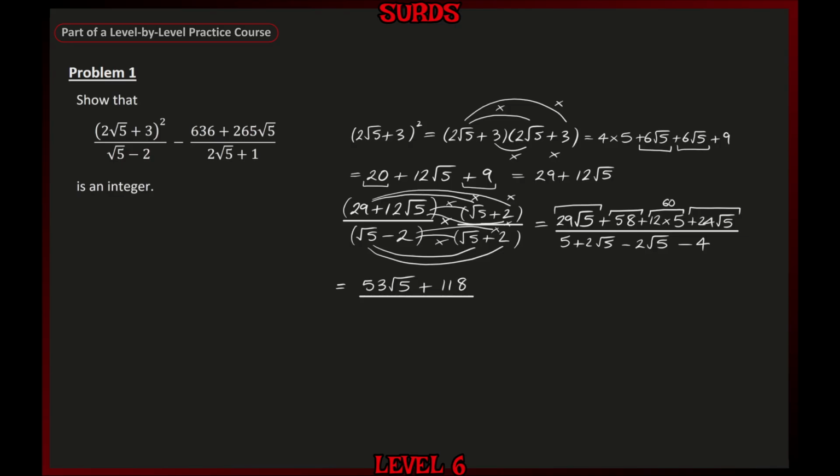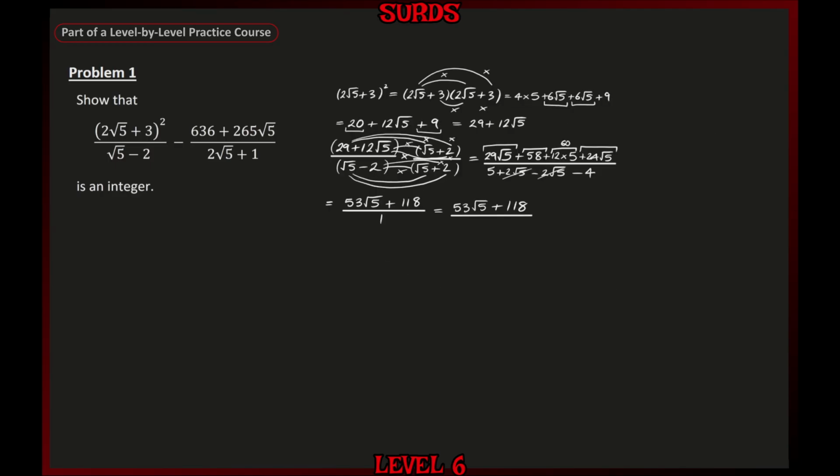On the denominator, as we expect when we rationalise, the 2 root 5 and the minus 2 root 5 cancel out. We have 5 minus 4, which is 1. And when we divide by 1, the numerator just stays the same. So this becomes 53 root 5 plus 118. And so this is what our first fraction is equivalent to. We can now move on to the second fraction.